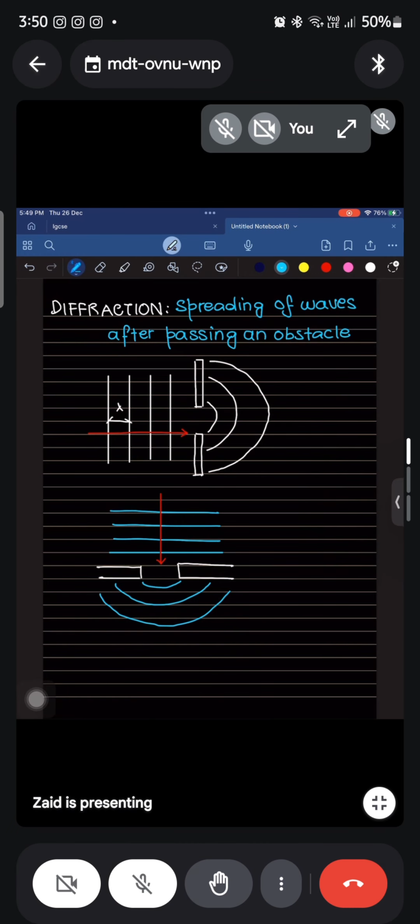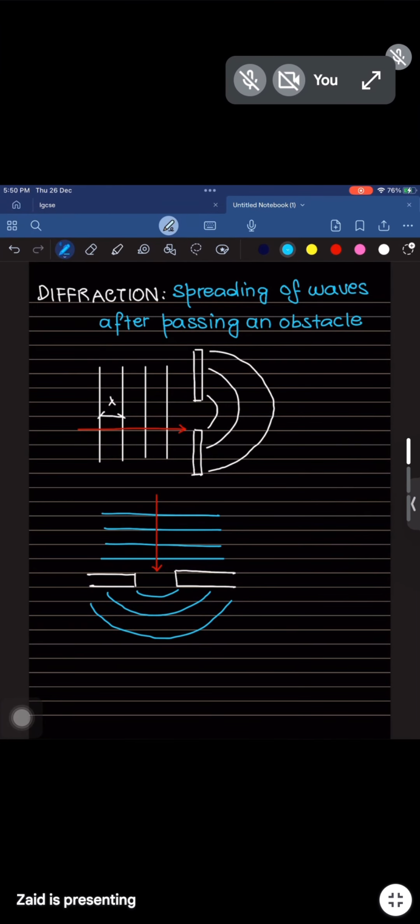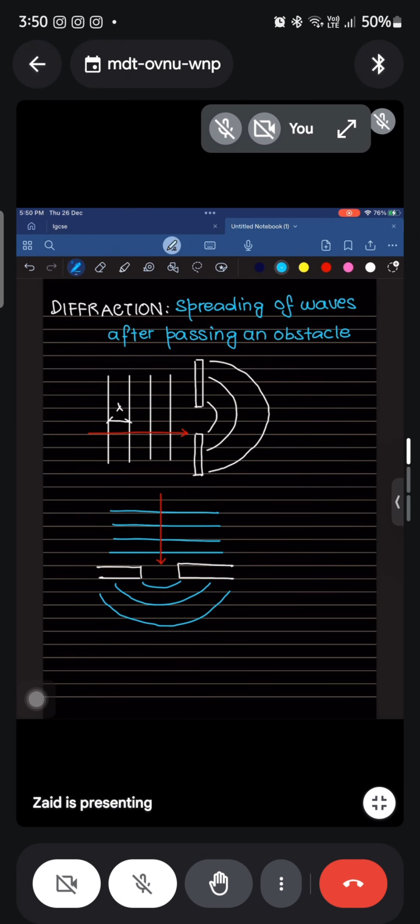Make sure that whenever you have the width of the gap, it makes a big difference, that's what I'm telling you. The gap must be equal to the wavelength. Okay, the gap must be equal to the wavelength.